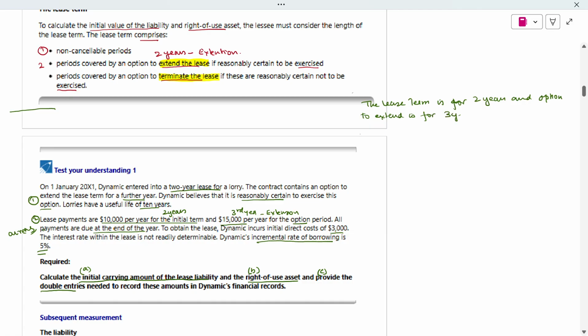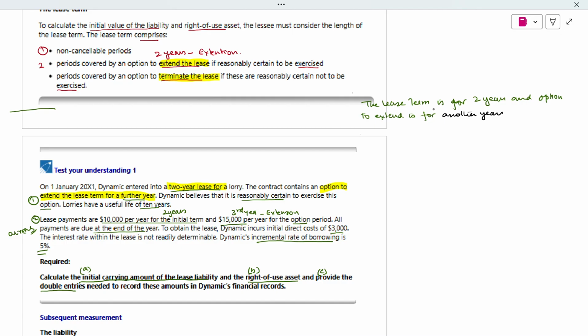Doctor, you said they took the lease for 3 years, but here they mentioned in the first line, Dynamic entered into a 2-year lease. There is a 2. That's 2 years. Is it? The contract has an option to extend the lease for another year. Okay, see, that is the reason, Hassan. There is a contract to extend it for another year.